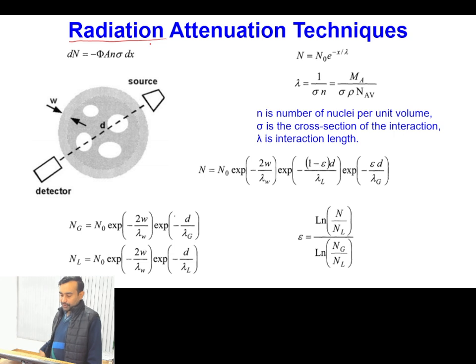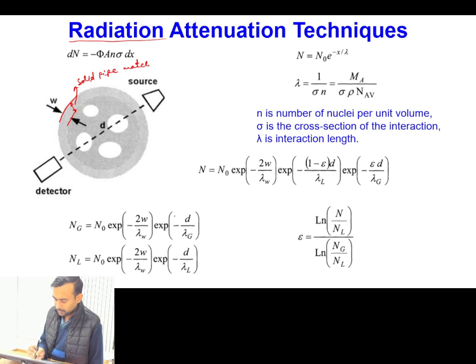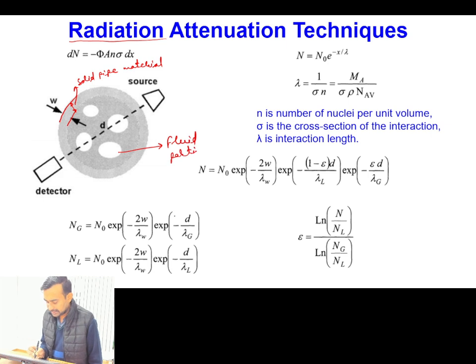If you see the layout of this technique, this is a pipe and this is the thickness of the pipe. It means this is the solid portion of the pipe material. In between the pipe we have multiple fluids flowing. So these white color patches can be considered as the fluid particles, and these fluid particles are present in the surrounding of another fluid medium.